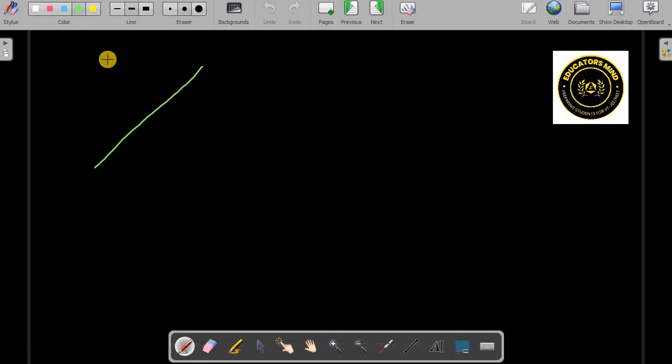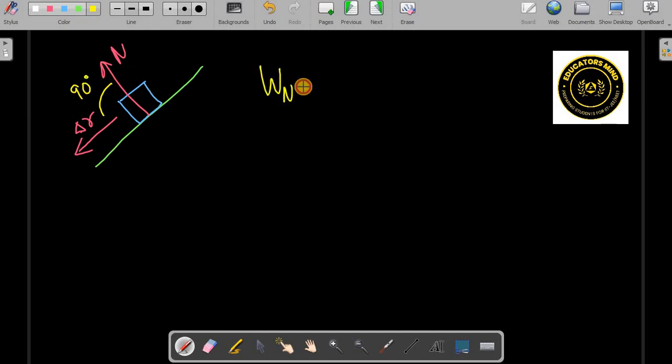Similarly, work done by the normal contact force will also be 0. Suppose you take a body and keep it like this. Normal is always acting like this. The body may displace in this direction. Let's say this displacement is delta r. Again here the angle between them is 90 degrees, right? So work done by normal is going to be 0. That's the concept of work done. A few examples we discussed.